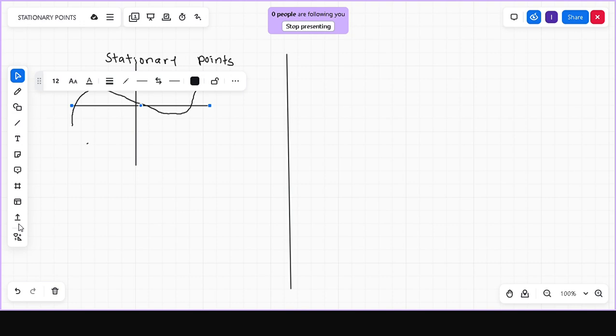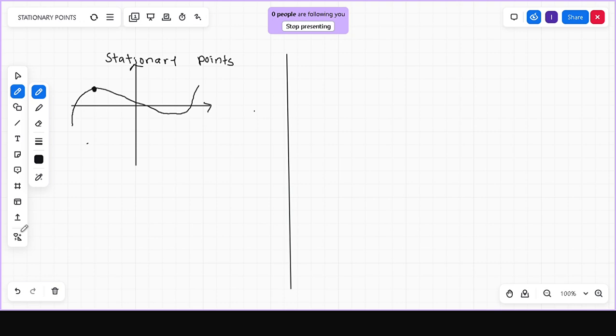And now the maximum point. This is the highest point of the curve, this particular point. This one is the y-axis. This horizontal axis, we call the x-axis. Then we call this one the origin.